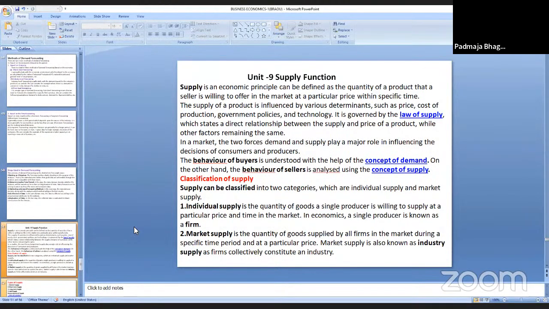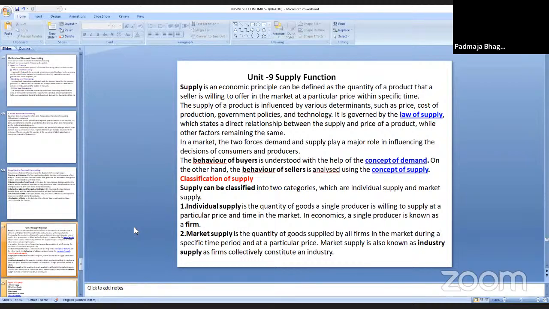The seller always analyzes the concept of supply. Is it clear? Now the classification of supply. It is classified into two: one is individual supply, the other one is market supply. This market supply is also known as industry supply.